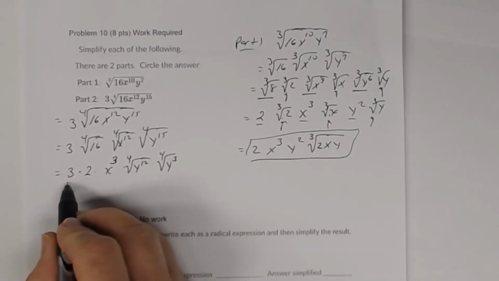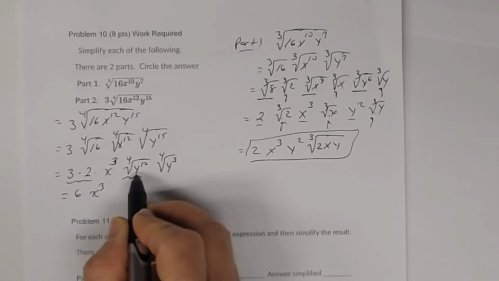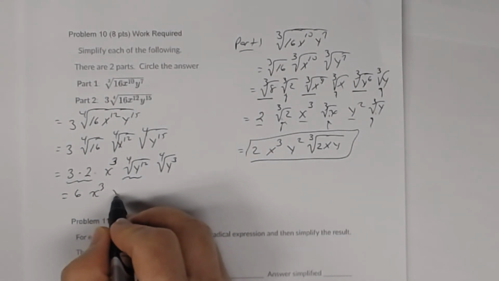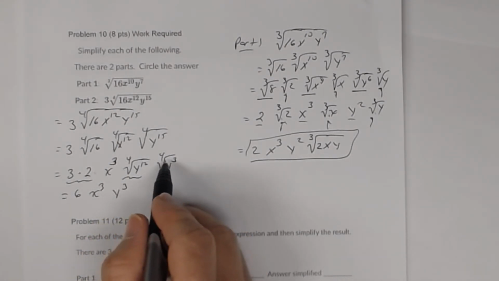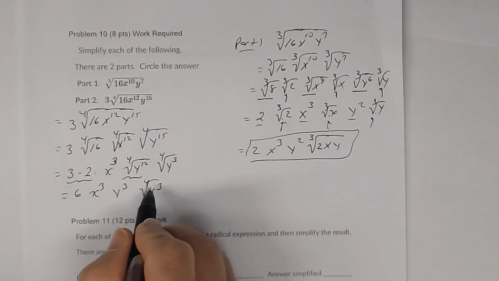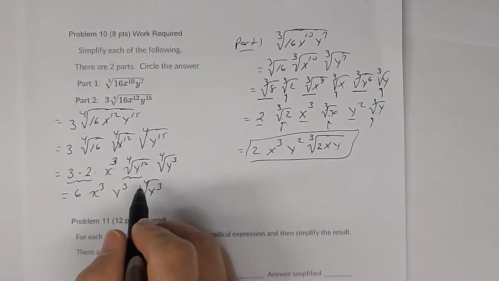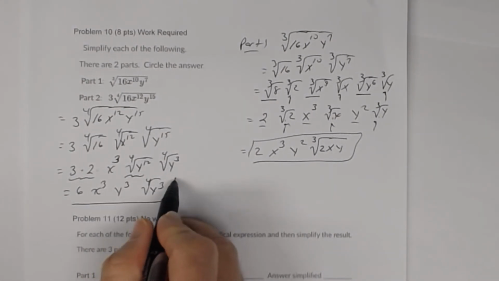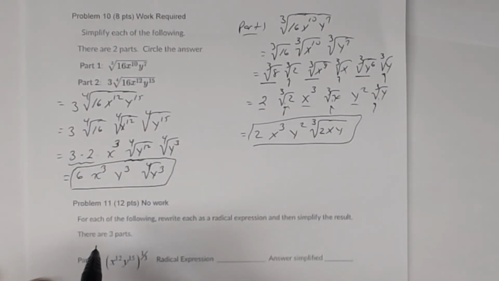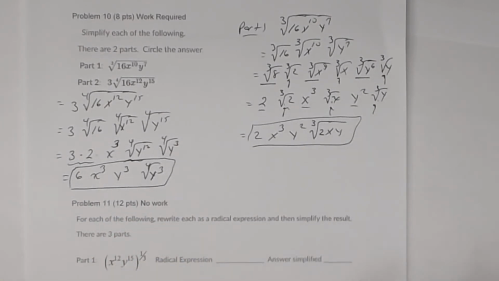And so now this is 6. So I get 6 x cubed. The fourth root of y to the 12th, y to the 12th divided by 4 is 3, so that's y cubed, right? And then times the fourth root of y cubed. I cannot simplify that because the exponent 3 is less than the index. And there's your answer: 6x cubed y cubed times the fourth root of y cubed. All right, so that's number 10.